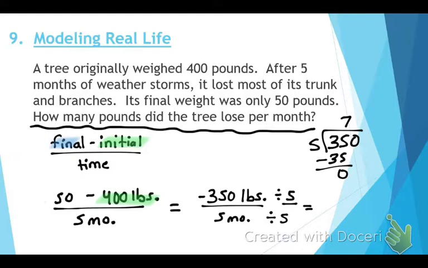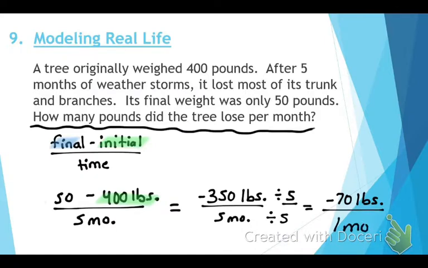Because you have to bring down the other 0. You have to bring down this other 0. And now we know 5 goes into 0 0 times. Now there's no more zeros to bring down, so the correct answer would be negative 70. Very good. Okay, so we're going to do negative 70 pounds, make sure you put units, per month. Or you could just say it lost 70 pounds per month. Either one would be fine.